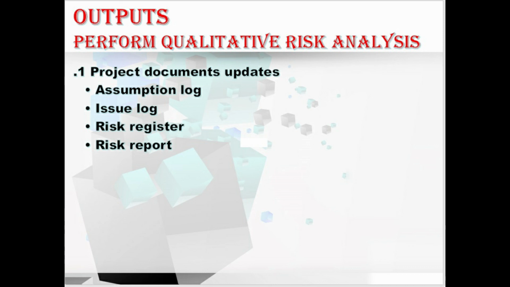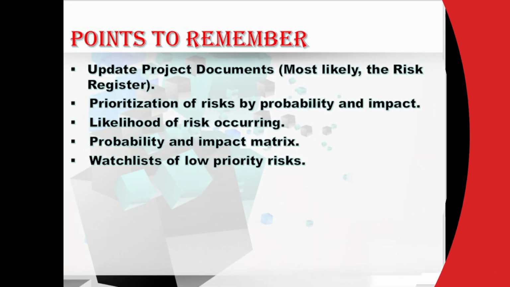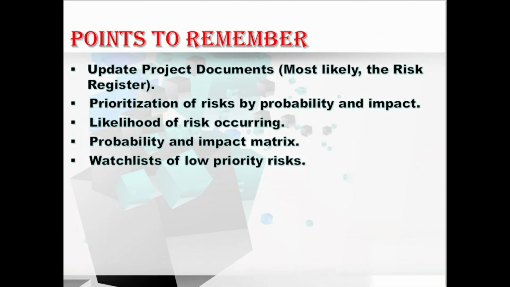In this process, we have to remember few key points in this perform qualitative risk analysis. That is, we have to take care about first the update of the project documents, most likely the risk register. We have to take care of the prioritization of the risk by probability and impact, and we have to take care of likelihood of risk occurring. We have to take care of the probability and impact matrix, and last we have to take care of the watch list of low priority risk. So all these important key points need to be taken care of in this process.